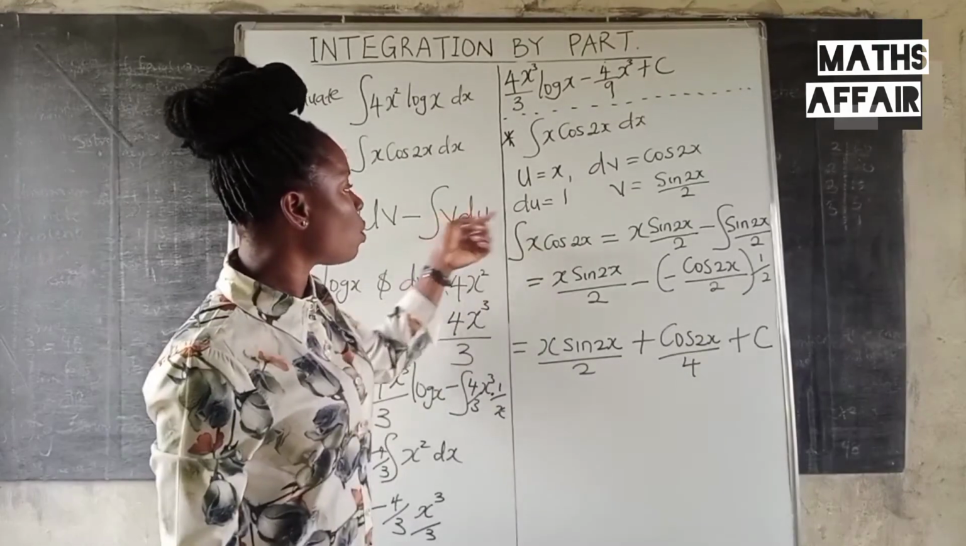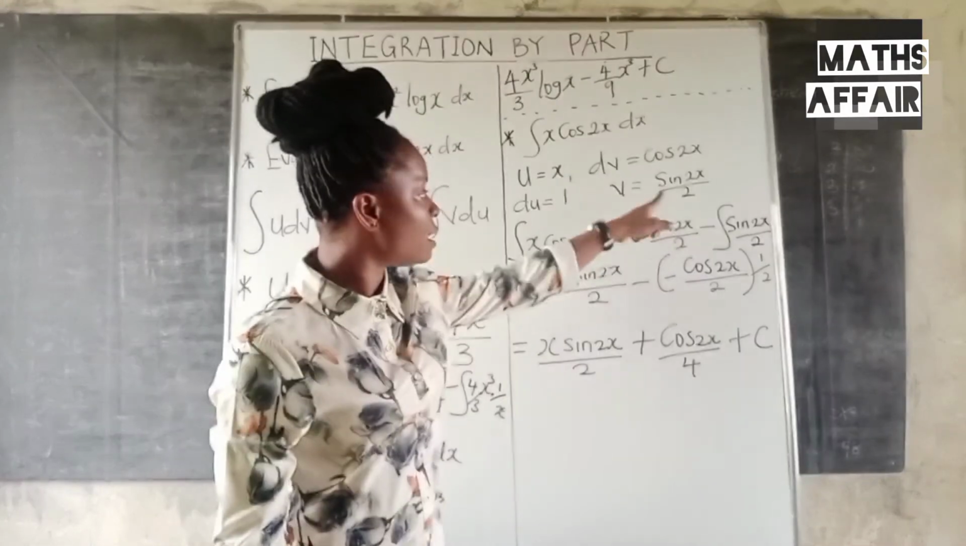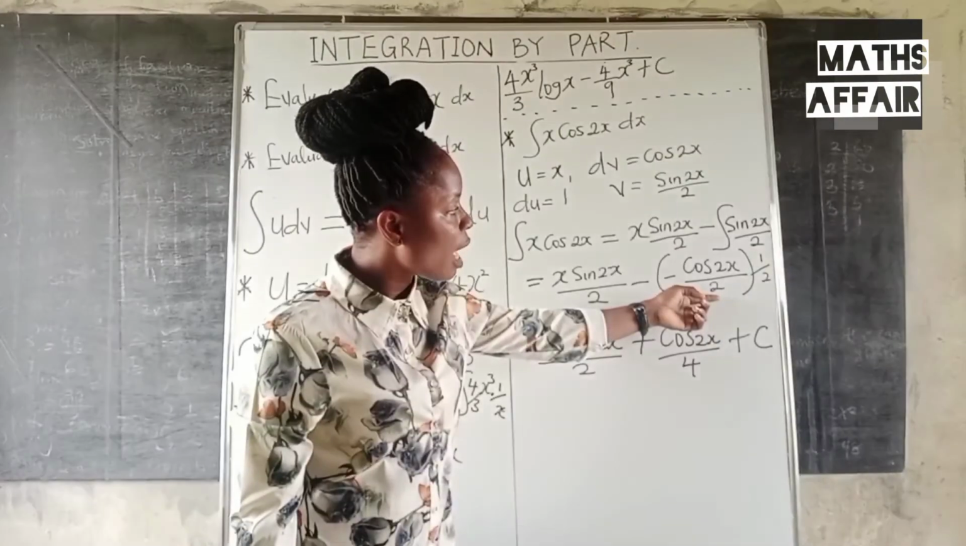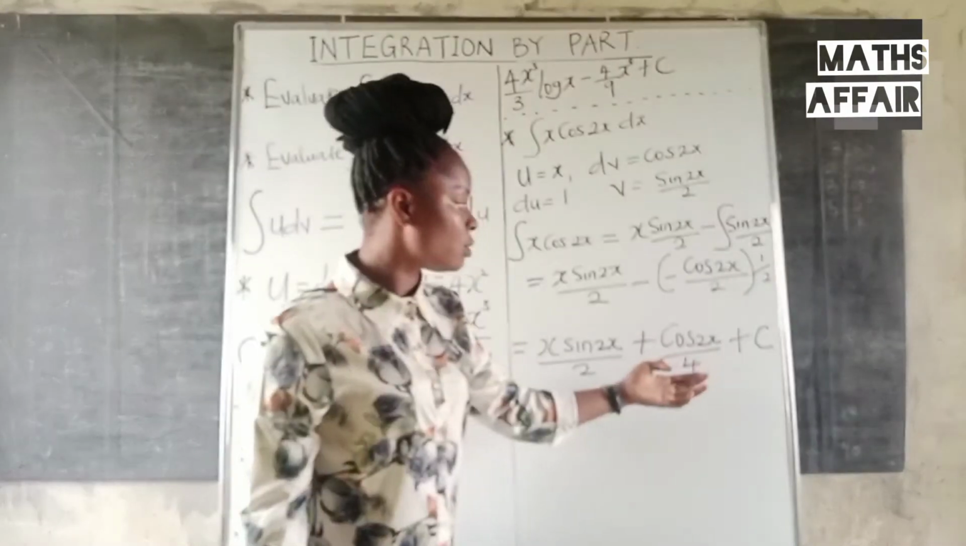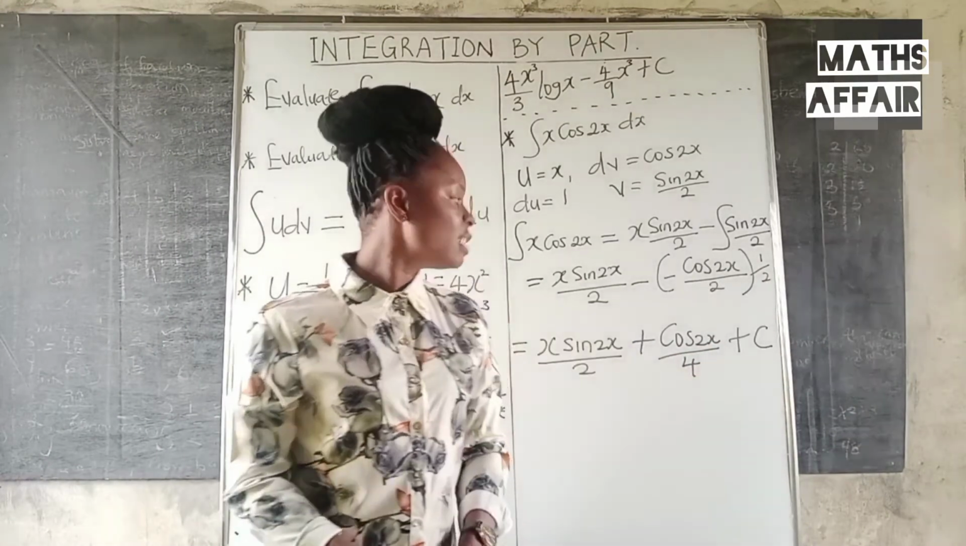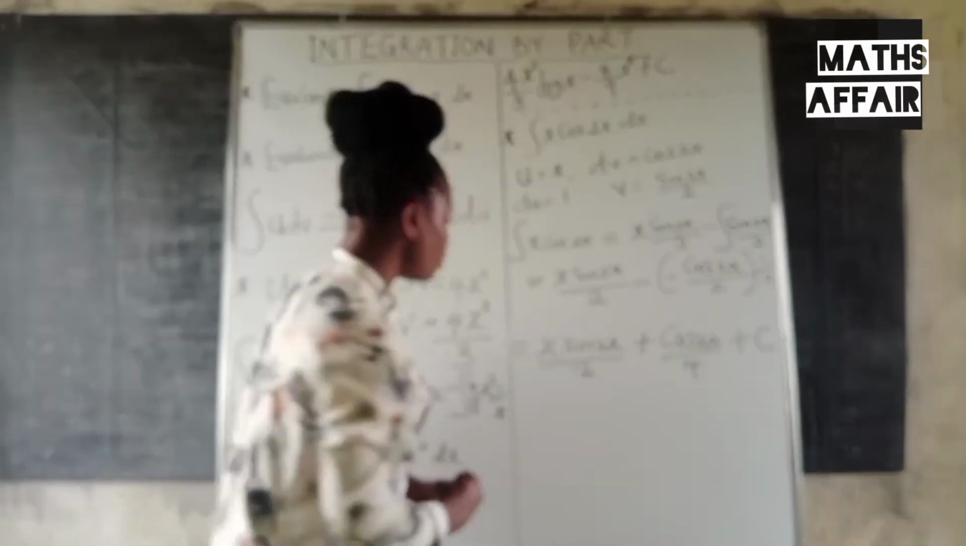And my du is what? 1. So 1 times this is what? This. And if you integrate this function, this is what you have. And I multiply this out, so this is what we have, plus the constant of integration. So this is where we are going to stop for today, but I will leave you to integrate this for me.